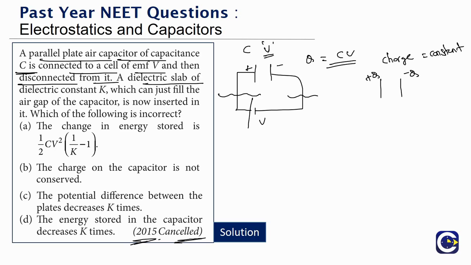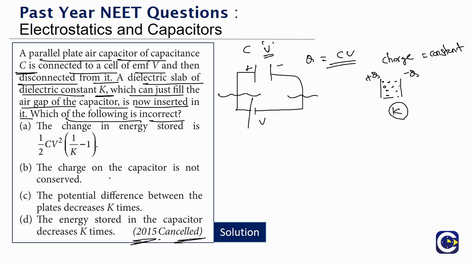A dielectric slab of dielectric constant K, which can just fill the air gap of the capacitor, means what? We are keeping a dielectric medium in this now. What is the dielectric constant K? Is now inserted in it. Which of the following statements is incorrect? They are asking which of the following statements is actually incorrect.